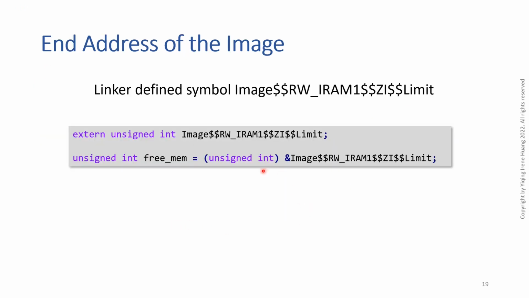So you may wonder how I'm going to write a program to use this linker defined symbol. Actually, you just extern it. So although it has this $$ thing there, it's just a variable name. So you extern it, saying this is externally defined by the linker. And then you get the address of it. If you want to know the starting address of your free memory, that's it.